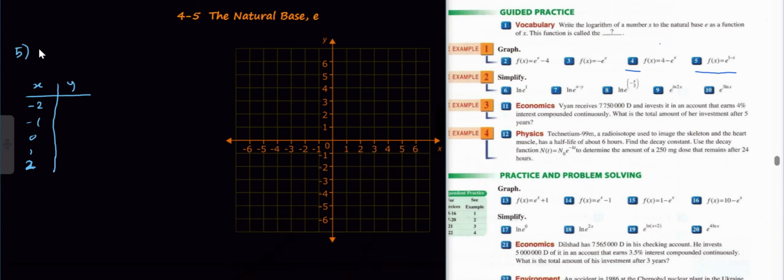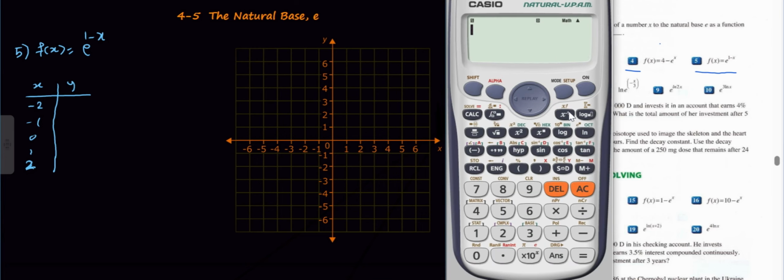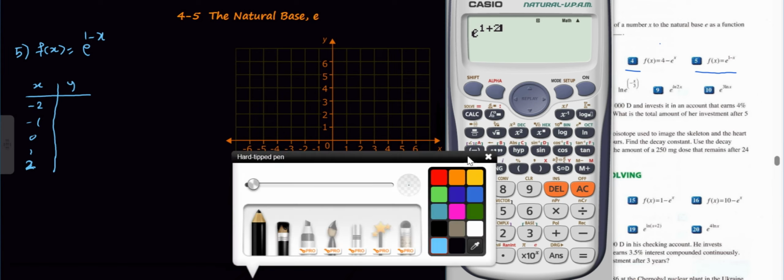For exercise number 5, we have f(x) equals e to the power 1 minus x. We have the table with the points negative 2, negative 1, 0, 1, and 2. Just plug these values of x in here and we will get y. Let's use a calculator. We have e and 1 plus 2. Why 1 plus 2 for the first one?